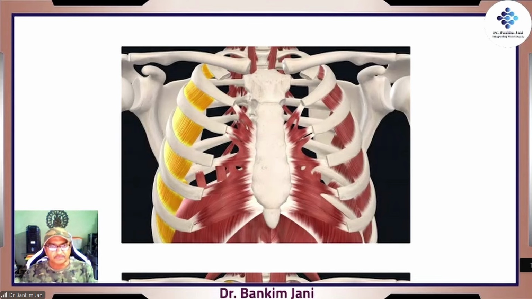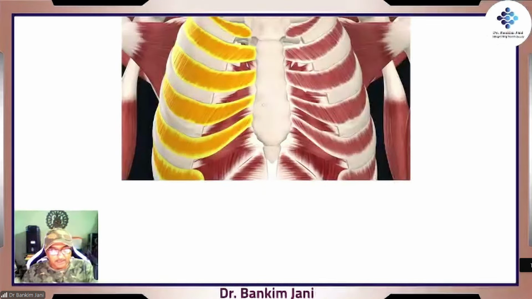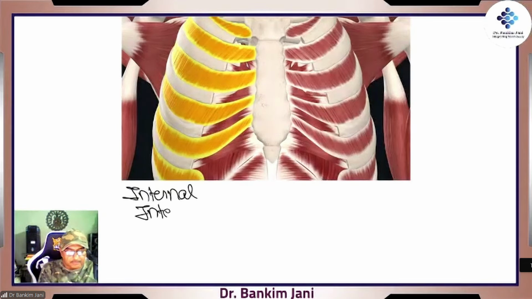And then, as we come out, these are the intercostal muscles. See, between the ribs, this one. Intercostal. So these intercostal muscles, see how they are arranged all the way. This is internal intercostal. All the muscles show this internal intercostal. All of them.